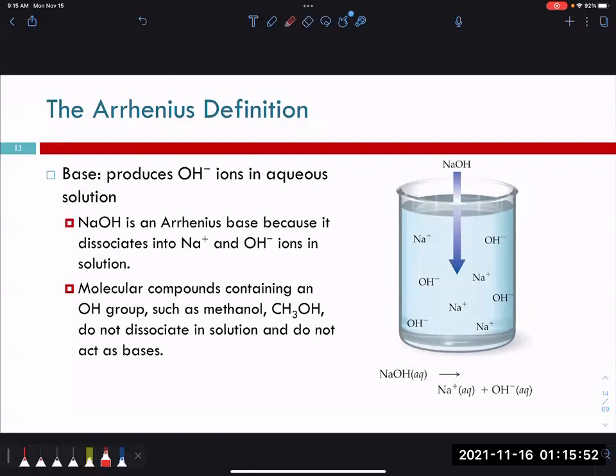Bases in the Arrhenius definition produce OH minus ions in aqueous solution. So sodium hydroxide, just like HCl, ionizes when it enters a solution and splits up into the separate ions down here on the right, sodium and hydroxide. So whenever we add sodium hydroxide to a solution, it splits up into those ions.